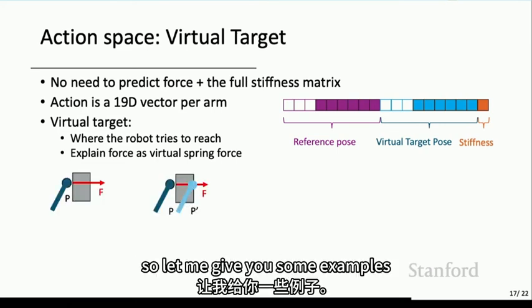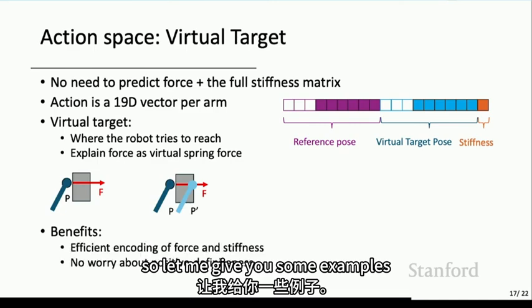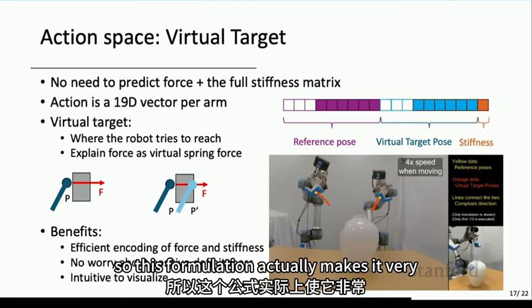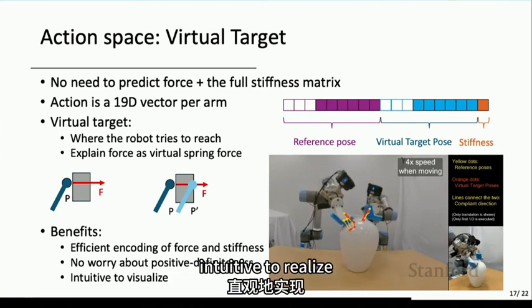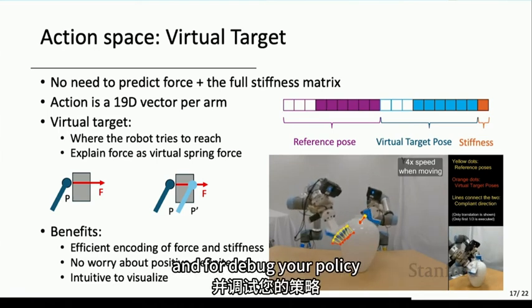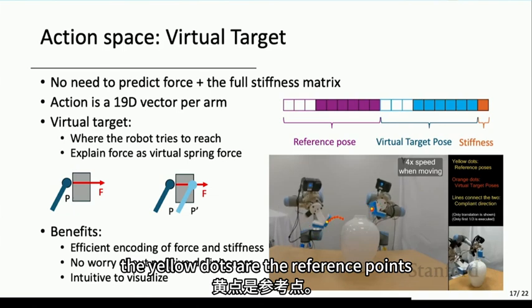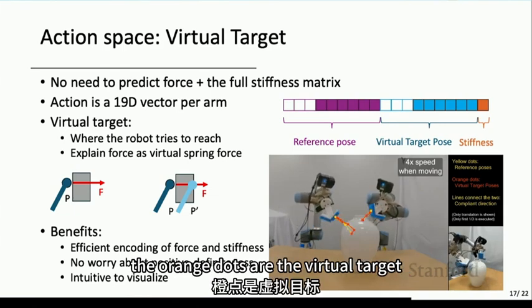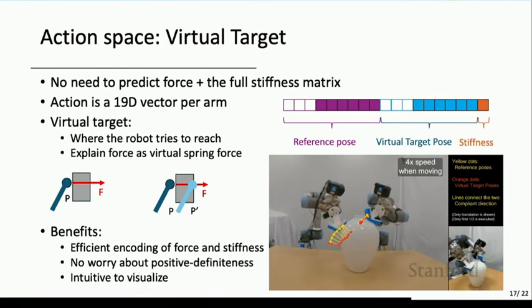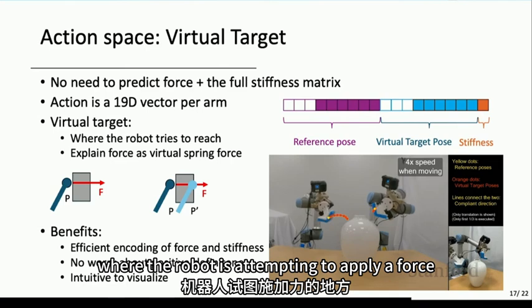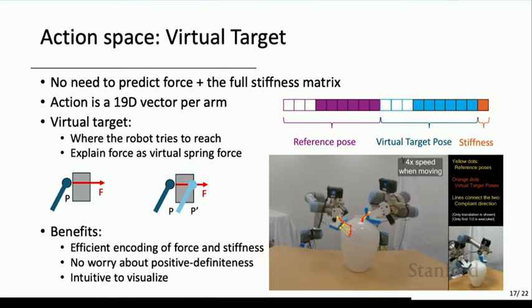Okay, so let me give you some examples. This formulation actually makes it very intuitive to realize and to debug your policy. So in this figure, the yellow dots are the reference pose, the orange dots are the virtual target. When these two are different, their difference shows where the robot is attempting to apply force.